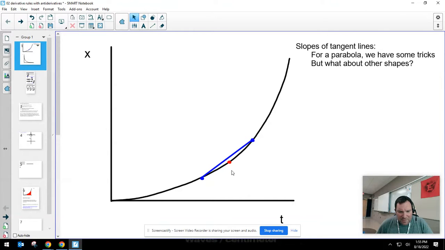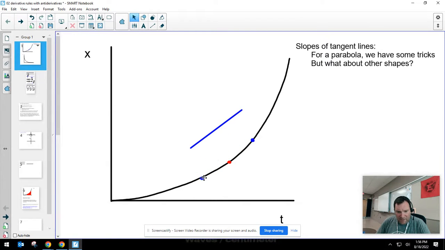The 2 points are at equal distances to the left and to the right of that red dot where I want to know the slope. And you can see that the slope between those 2 points does a pretty good job of matching up with what I'd get if I used a slopeometer there. It's maybe not perfect, but it comes pretty close to matching up with the steepness at that one exact point.